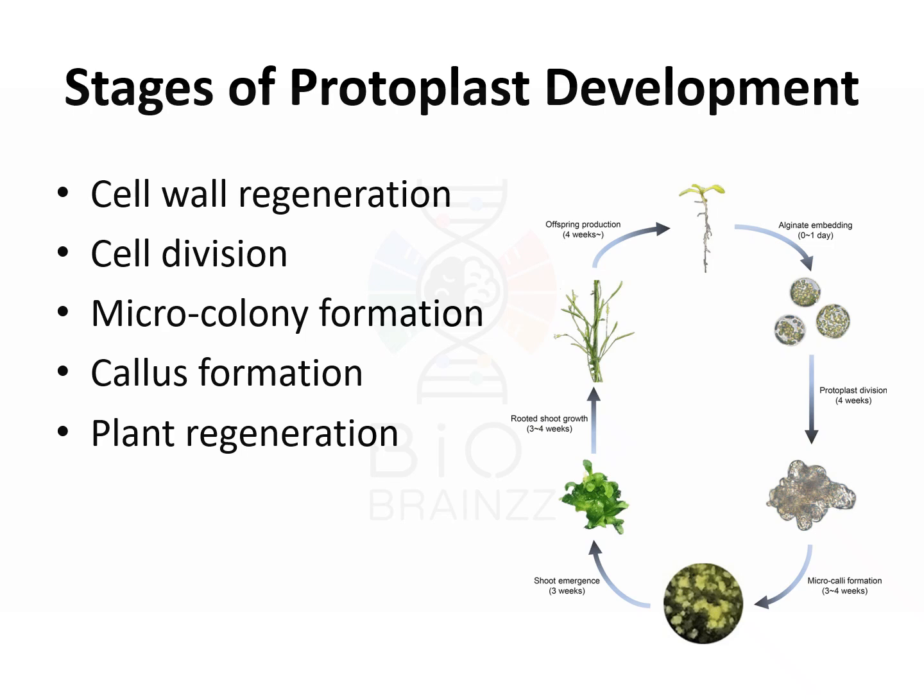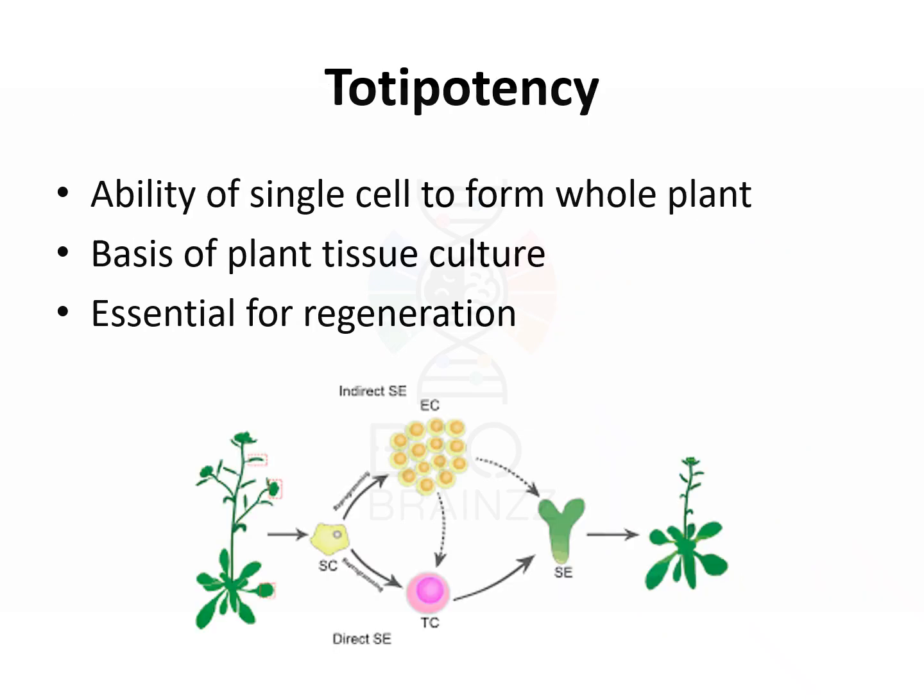These microcolonies grow further and develop into callus tissue, which is an undifferentiated mass of dividing cells. By altering hormonal balance in the culture medium, callus cells differentiate into shoots and roots through organogenesis or somatic embryogenesis. This process ultimately produces a complete plant, demonstrating successful regeneration from a single protoplast.